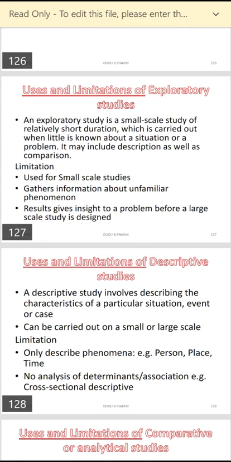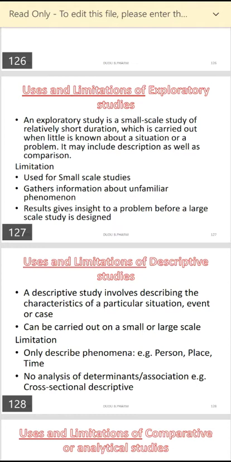And before, let me explain a little bit about the uses and limitations of exploratory studies. For example, when a problem happens, first you have to analyze what has happened and what the causatives are, and from there you start your research and design your research to get the result. Design your research methodology and research methods.